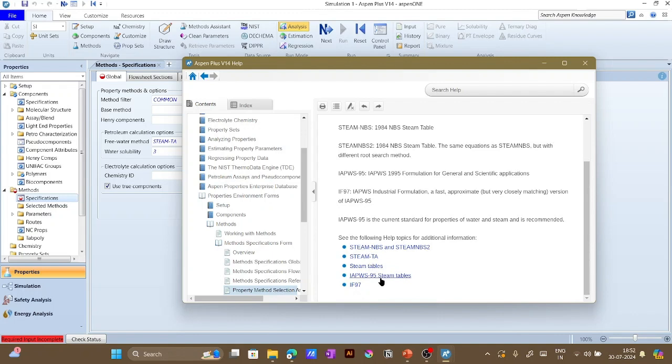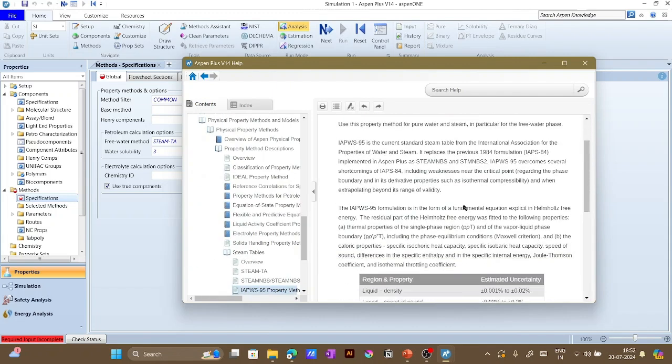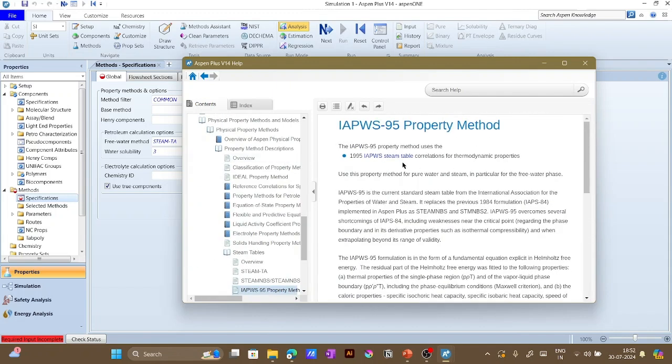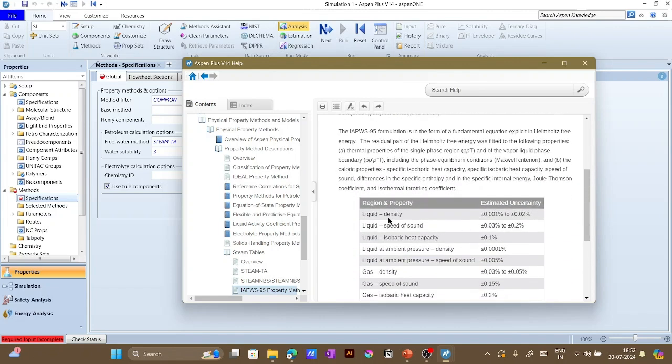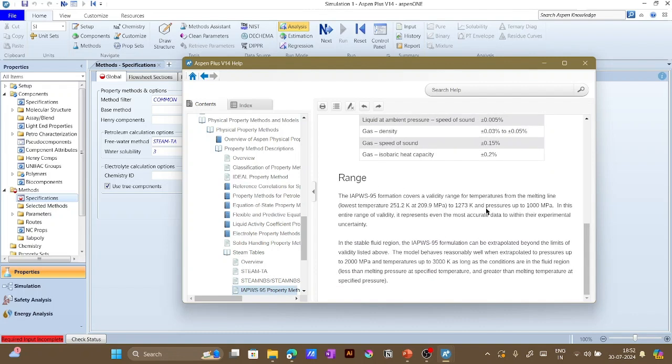So you can just go into any of the systems, like click onto this data bank. In here, information is mentioned for this property method, like this IAPWS-95 property method. Okay, so it uses this correlation. And there are various things mentioned, like how it will calculate the property. You can see the error estimation, like estimated uncertainty for various properties, and the range of the properties is also mentioned.